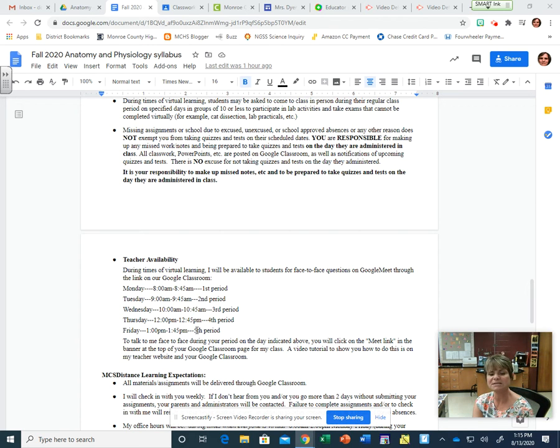Again, this is the schedule I was talking about. While we're on distance learning, first period will be from 8 to 8:45. Second will be from 9 to 9:45. Third will be from 10 to 10:45. Fourth will be from 12 to 12:45. And fifth will be from 1 to 1:45.